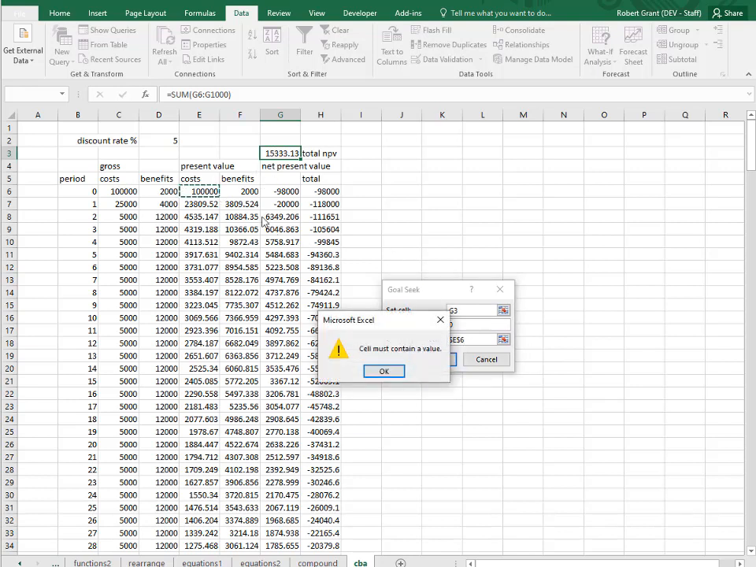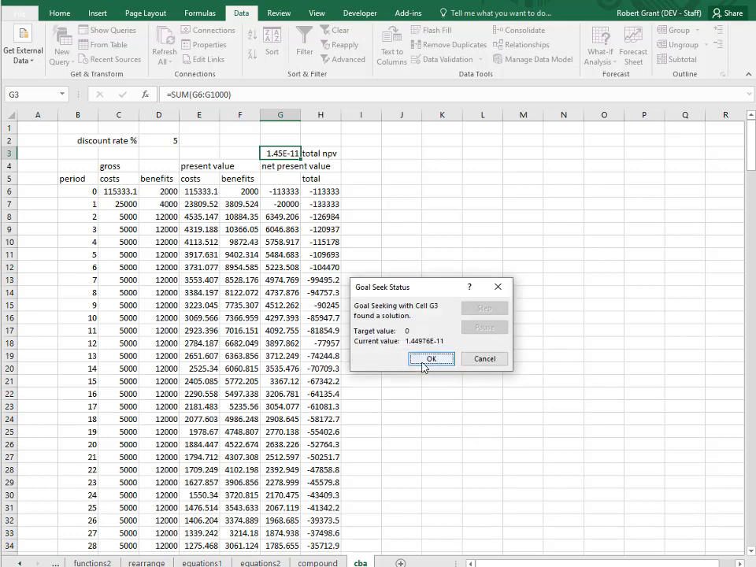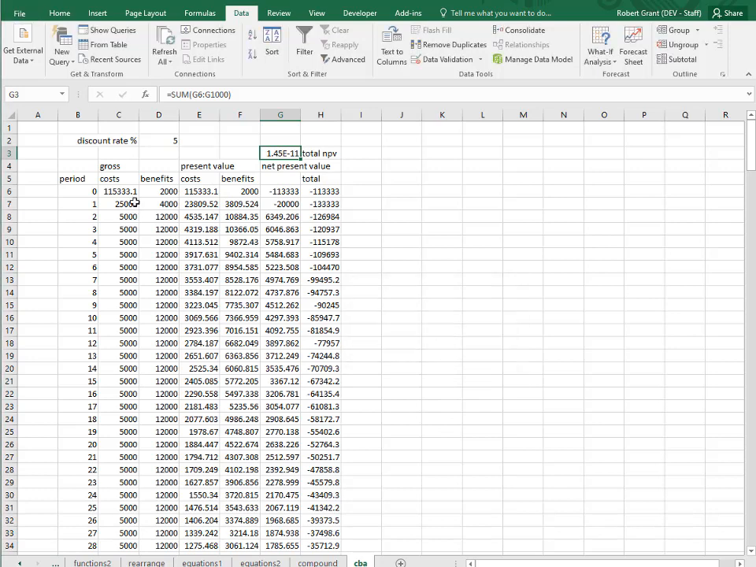It doesn't like it. Oh, okay. Oh, looking at the wrong one. There we go. Okay, so 115,000. So at this 5% interest rate, if they charge another 15,000 for that initial outlay, then that would mean that anything more than that would be no longer worth doing the project.